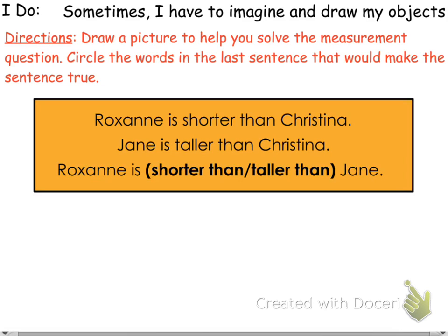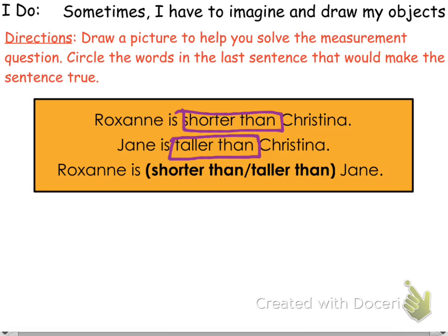Now this time I'm going to read it, and I'm going to kind of do some cubes. Roxanne is shorter than Christina. Jane is taller than Christina. Roxanne is shorter than or longer than Jane. So we're going to have to draw a picture to kind of show what's going on in this measurement question.